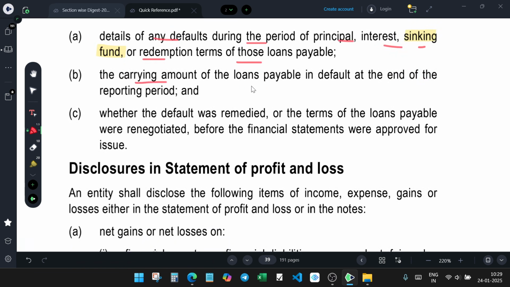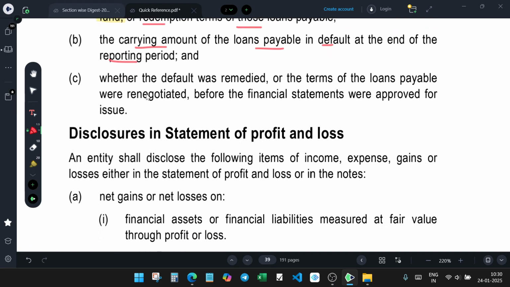The carrying amount of loan payable in default at the end of the reporting period. So, what is the carrying amount? What are you going to pay at the end of the period? You should see, when there is a default is remitted, the terms of the loan payable are renegotiated.